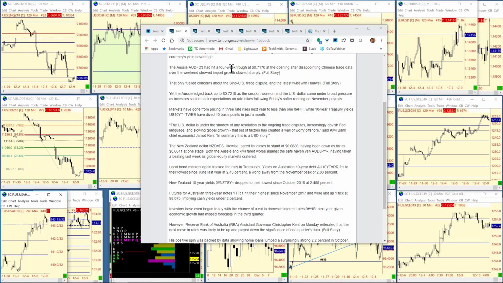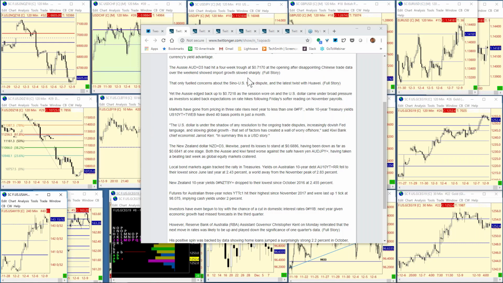But anyway, going forward, the Aussie hit a 4-week trough at 71.70 at the opening after disappointing Chinese trade data over the weekend showed import growth slowed sharply. That only fueled concerns about the Sino-U.S. trade dispute and the latest twist was Huawei. Yet the Aussie edged back up to 72.18. As the session wore on, the U.S. dollar came under broad pressure as investors scaled back expectations on rate hikes following Friday's softer reading on November payrolls.